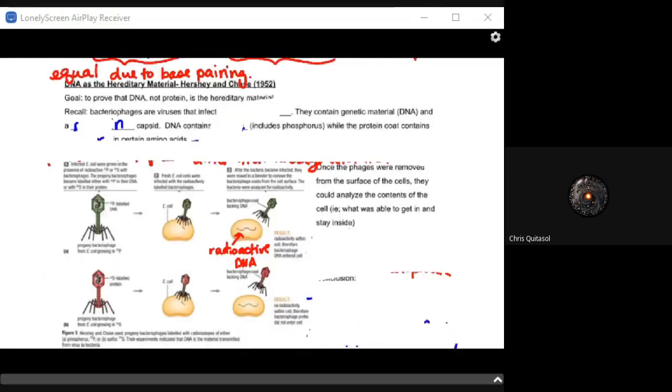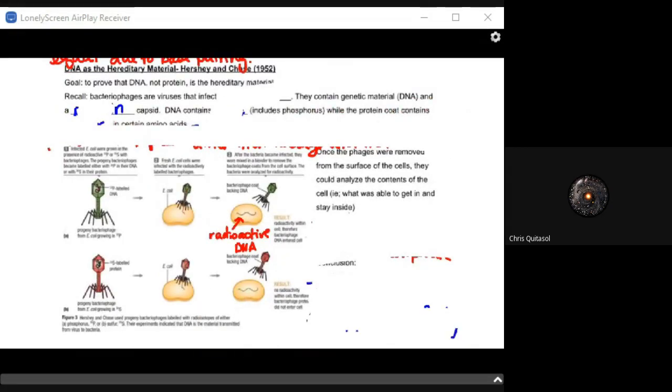So now we are going to start to look at DNA as the hereditary molecule, and it really started to take off with Hershey and Chase in the 50s again, where they looked to prove that DNA and not protein was the hereditary molecule. They looked at bacteriophages, which are viruses that infect bacteria specifically, and they contain specific genetic material, DNA, and a protein capsid. They were looking at DNA to be the main source of heredity and not protein.